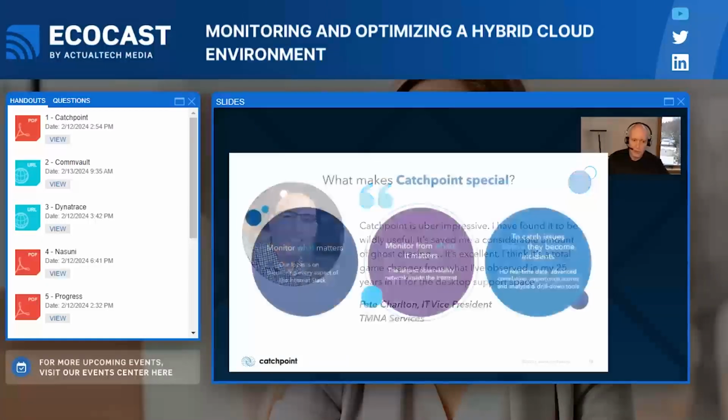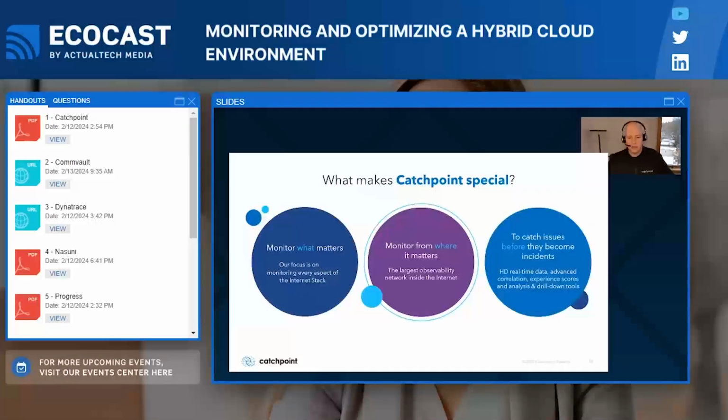Why? Well, because we do 3 things that no one else really does. We monitor from where it matters. Remember, I talked about monitoring from where your users are all the way through the internet stack. We also monitor what matters, the specific pieces of the internet stack that are crucial. And we help our users catch issues before they become incidents. There's that proactivity. We make it easier to see when something's starting to go wrong. And this is the holy grail of IT, stop it before it impacts your users.